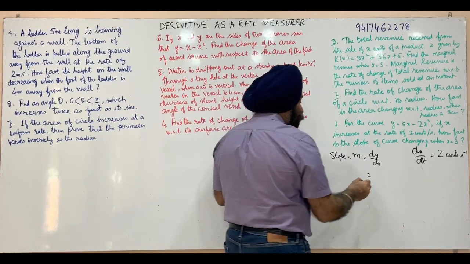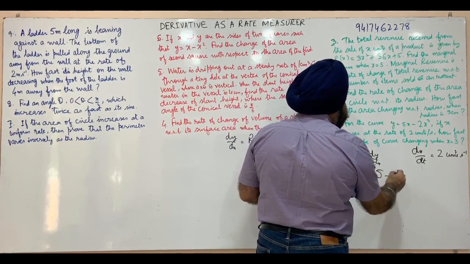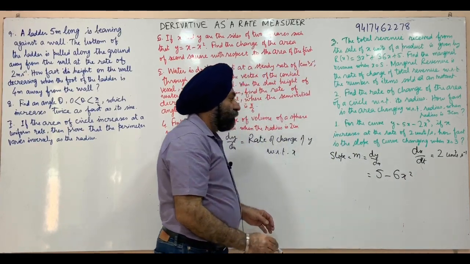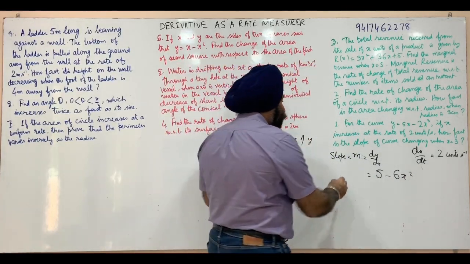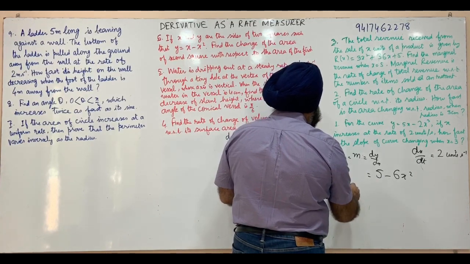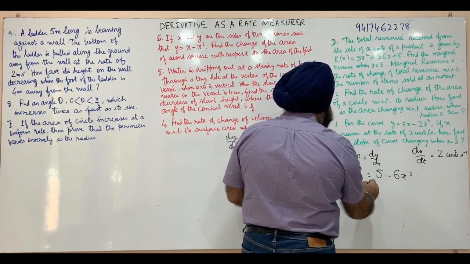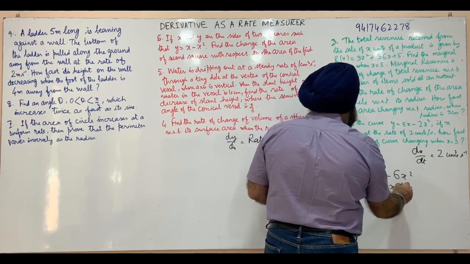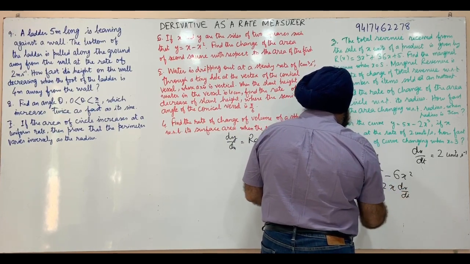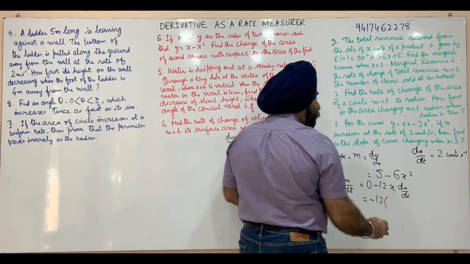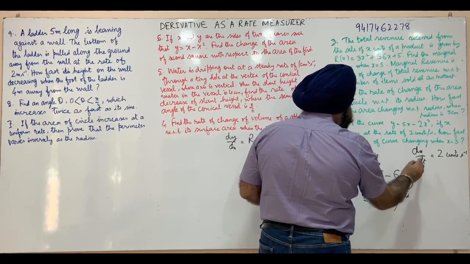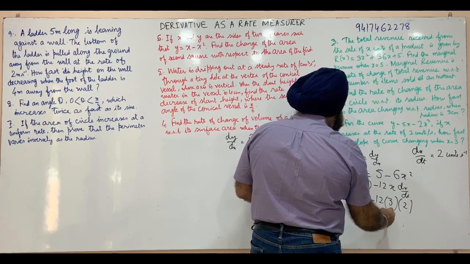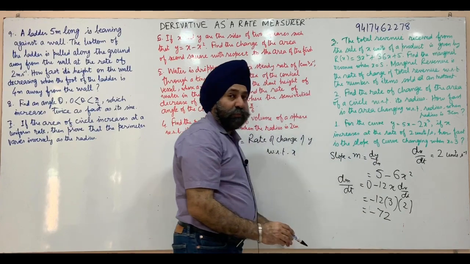And what is this equal to? This is 5 minus 6x square. And for the rate of change of slope, we have to find dm by dt. That will be 0 minus 12 into x into dx by dt. This is minus 12. We are given x is 3, dx by dt is 2. So this is minus 72 units.